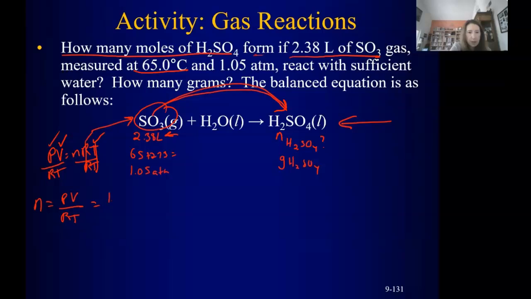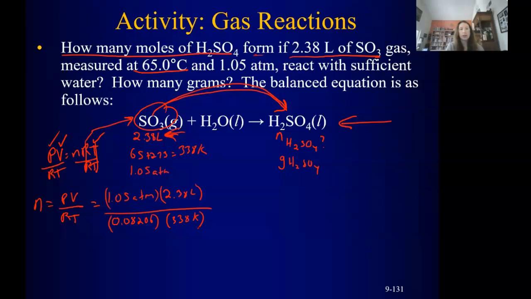Our pressure, 1.05 atmosphere. Our volume, 2.38 liters. Our R, 0.08206. I'm not putting all the units. Temperature is 65 plus 273, 338 Kelvin. And that's going to give us our n.